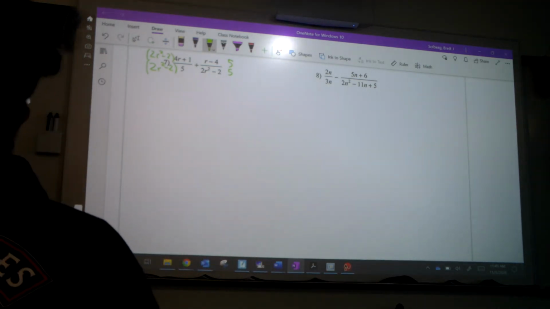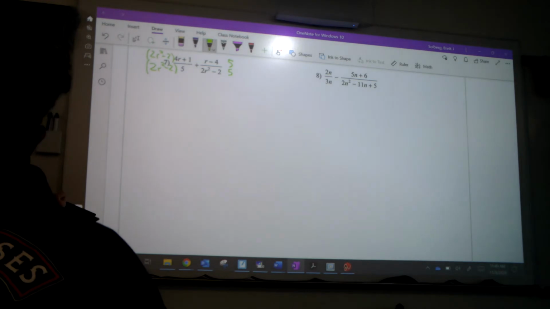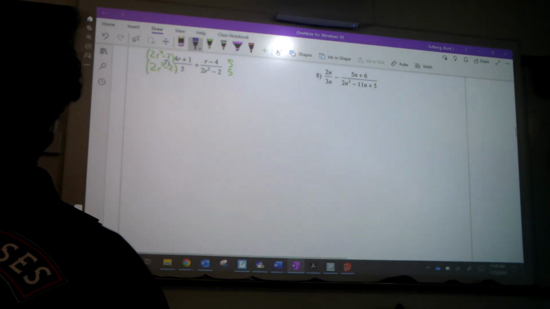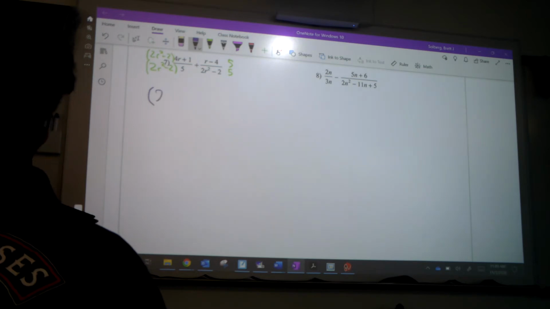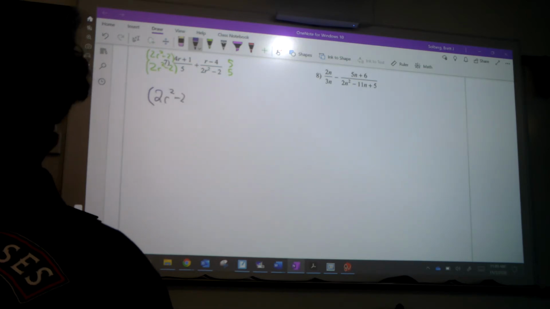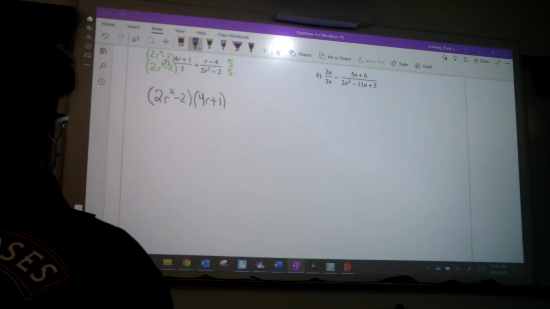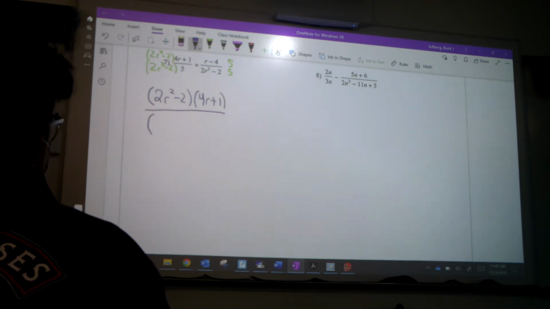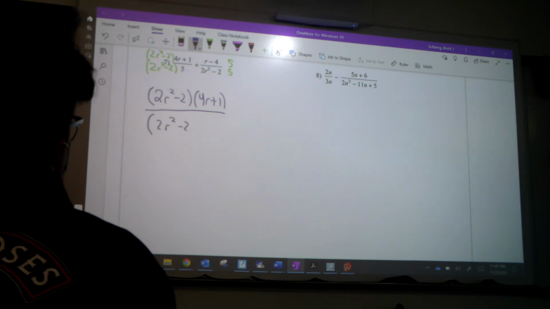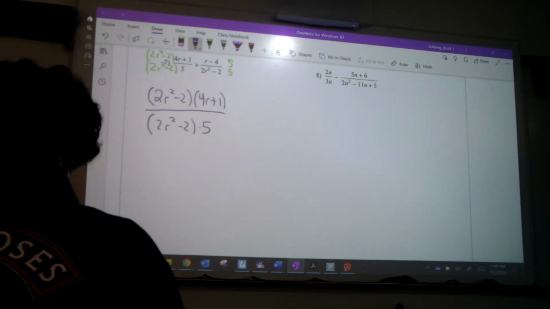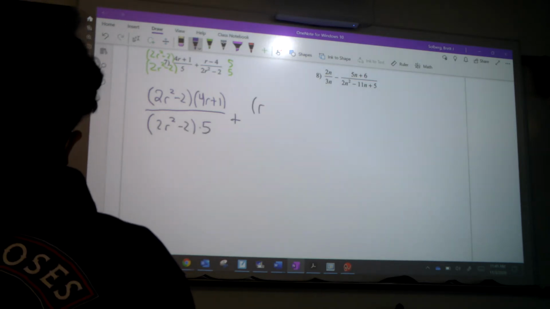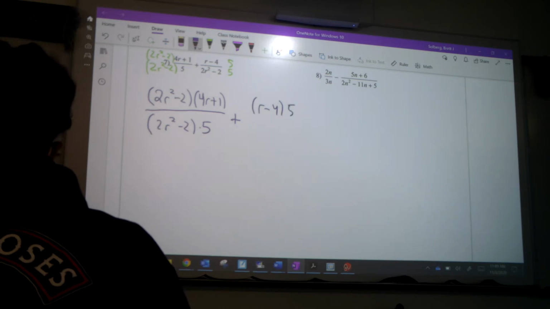We're going to see the same thing on it. All right, so let's go ahead and write this out. So what I have here is 2r squared minus 2 multiplying with 4r plus 1. And that's over 2r squared minus 2 times 5. We're adding that with r minus 4 times 5 over that same common denominator.